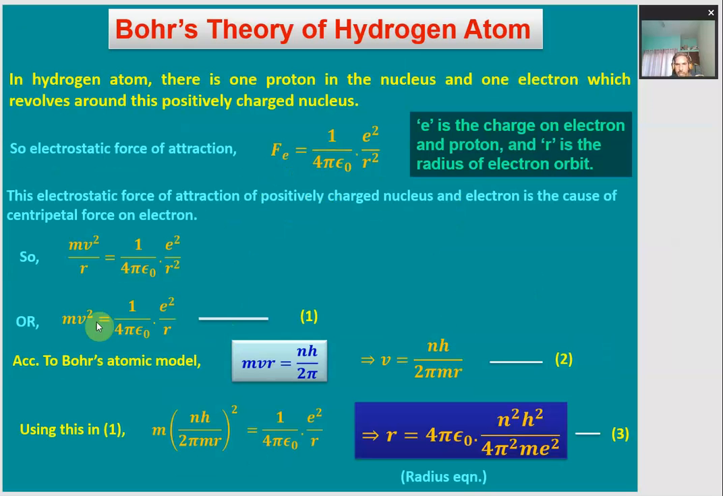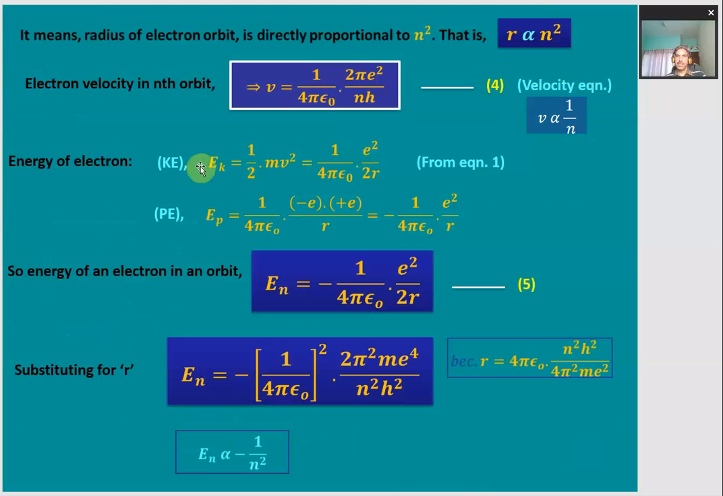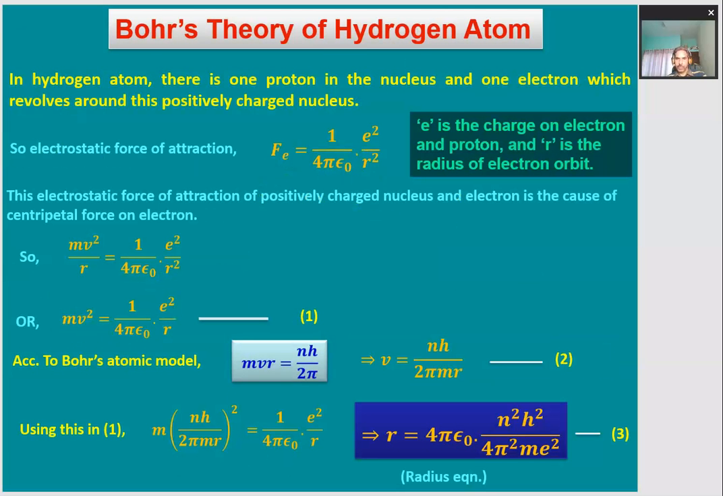Alternately, we can also make use of this formula here. We multiply by half on the left hand side and on the right hand side, and from there also we can easily calculate the kinetic energy. So the kinetic energy of the electron in any orbit comes out to be 1 by 4 pi epsilon naught into e square upon 2R from this equation.